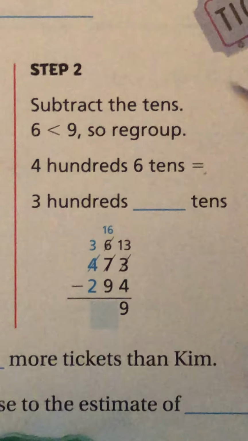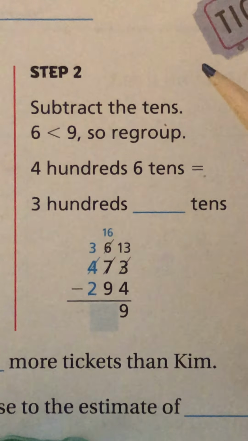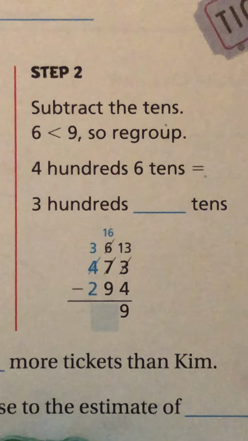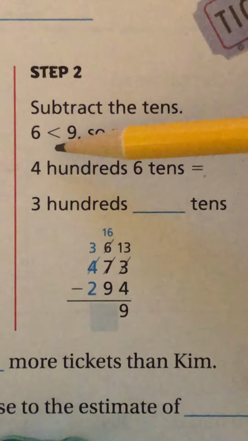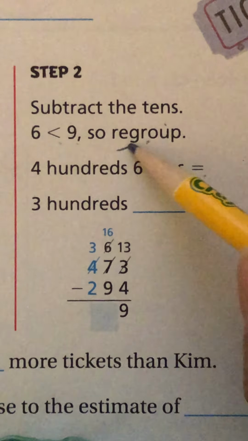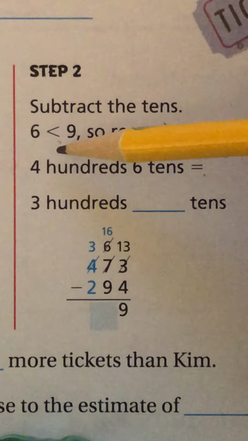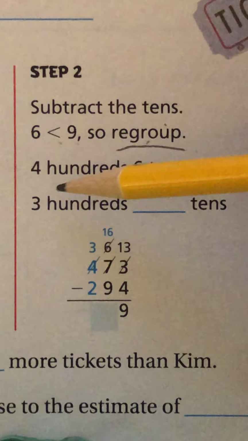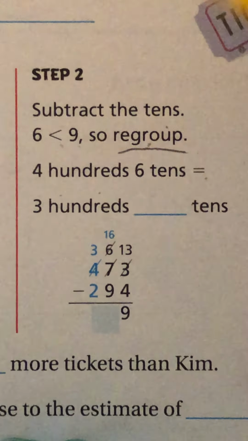And now we're going to subtract the tens. And if you look in the tens place, we have a 6 and a 9. And 6 is less than 9. So again, we have to regroup. It says 400 and 6 tens equals 300 what? So let's finish that.